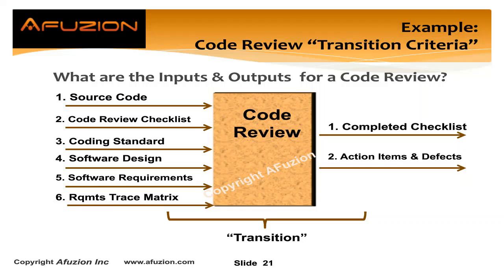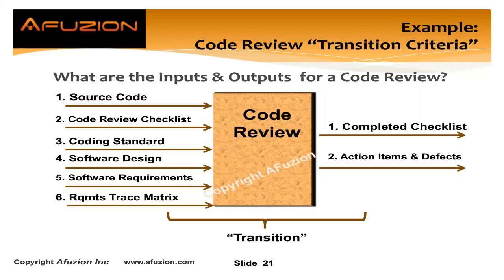The outputs: a completed checklist, using all six of those, and notation of action items and defects with a feedback loop to close those defects. That's the transition. Almost always in our 110 gap analyses that we've done, this is a missing criteria.